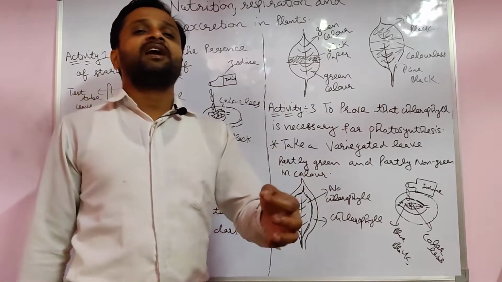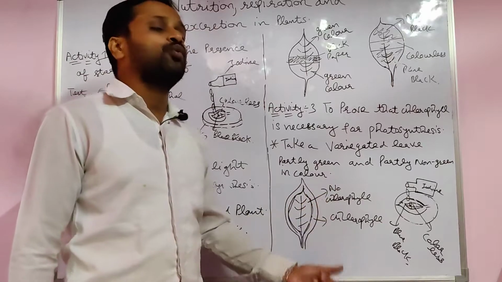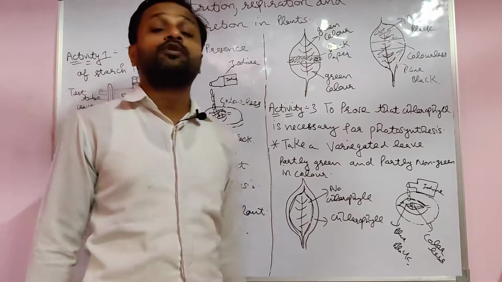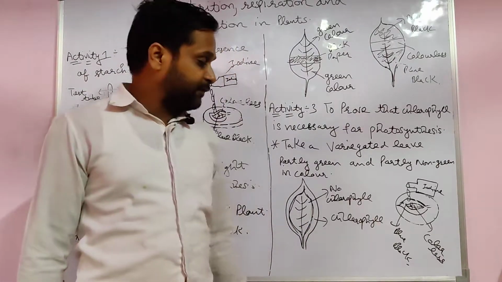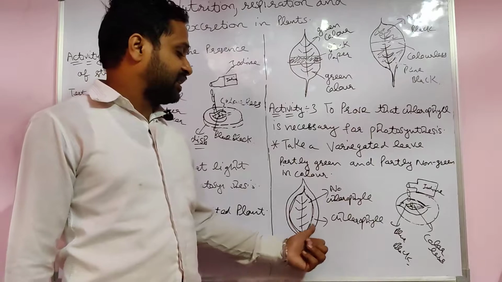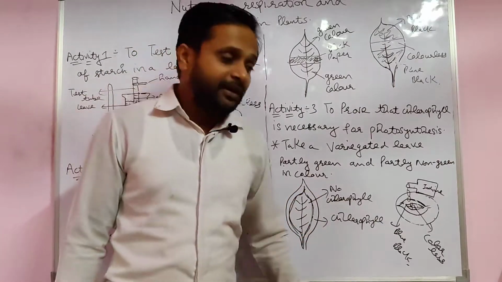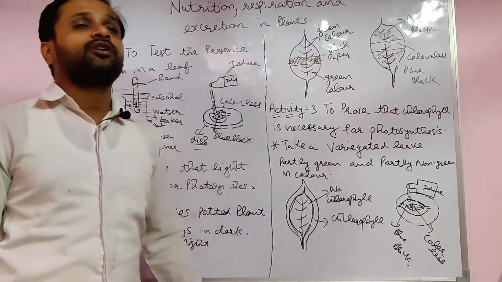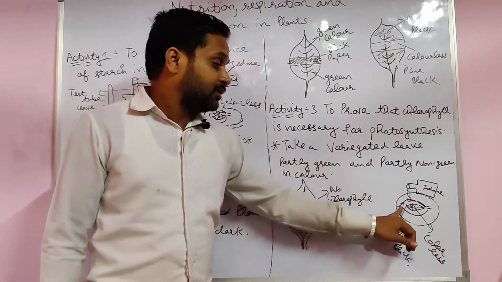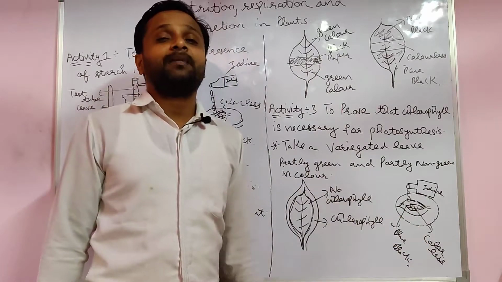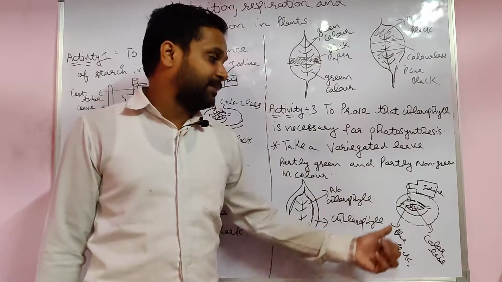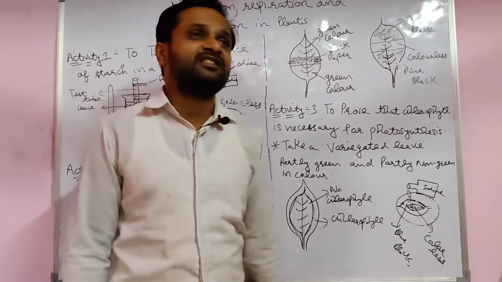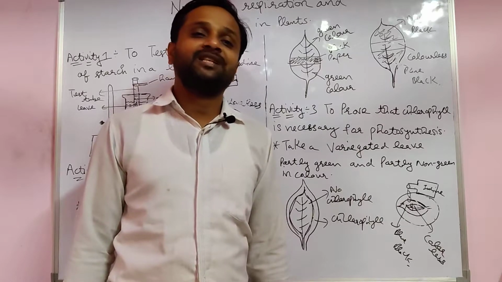When you put it in the sunlight, the green part does photosynthesis because of the presence of chlorophyll. But the other part does not do photosynthesis. Therefore, starch forms in the green part. Take the leaf in a petri dish and put iodine solution on it. Then the green part becomes blue-black, but the non-green part has nothing happen, it stays colorless. It means chlorophyll is necessary for photosynthesis.